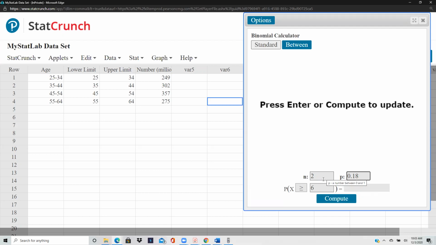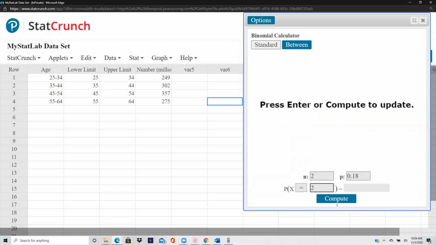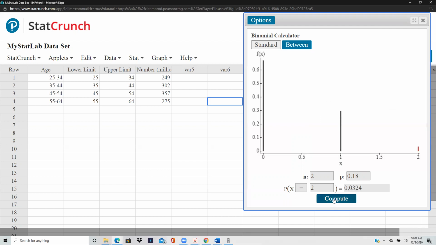What are they asking? The probability that both will be allergic. So both means how many? 2. And what sign do I put? If it's both, wouldn't you put equals? Yeah, very good. I love it when you always hesitate before saying equals. Okay, so equals to 2. And should it give the same answer? I bet it should if my understanding of binomial is correct. 0.0324.